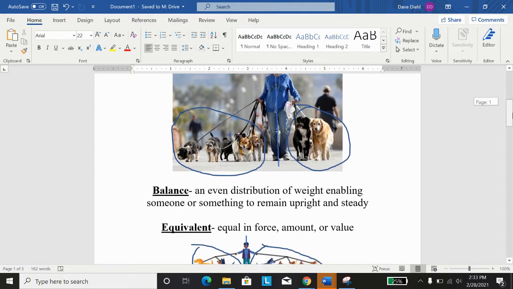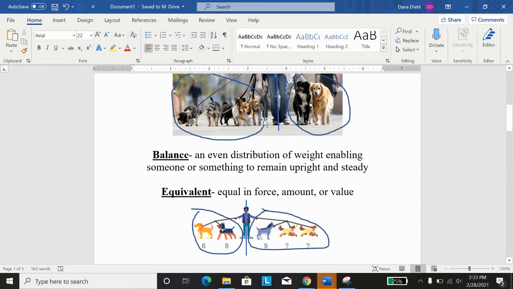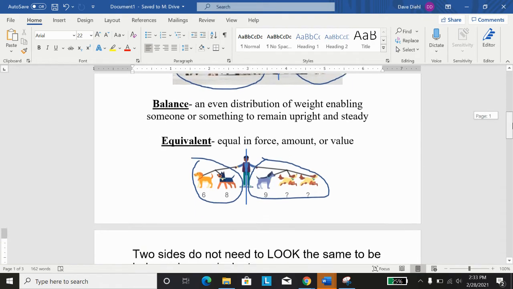So, based on the words balance and equivalent, we changed this picture to a more simplified picture. Here is the person in the middle. That's the balance point. On the left-hand side, we have two dogs, one that's pulling 6 and one that's pulling 8. On the right-hand side, we have three dogs, one that's pulling 9, and we don't know how much the other two are pulling. But we do know that the two sides are balanced or equivalent. So with that, we can start doing some fancy mathematics.